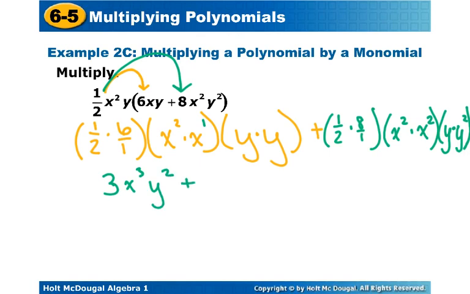Plus 1/2 times 8 is 4. X squared and x squared is x to the 4th. Y times y squared is y cubed.